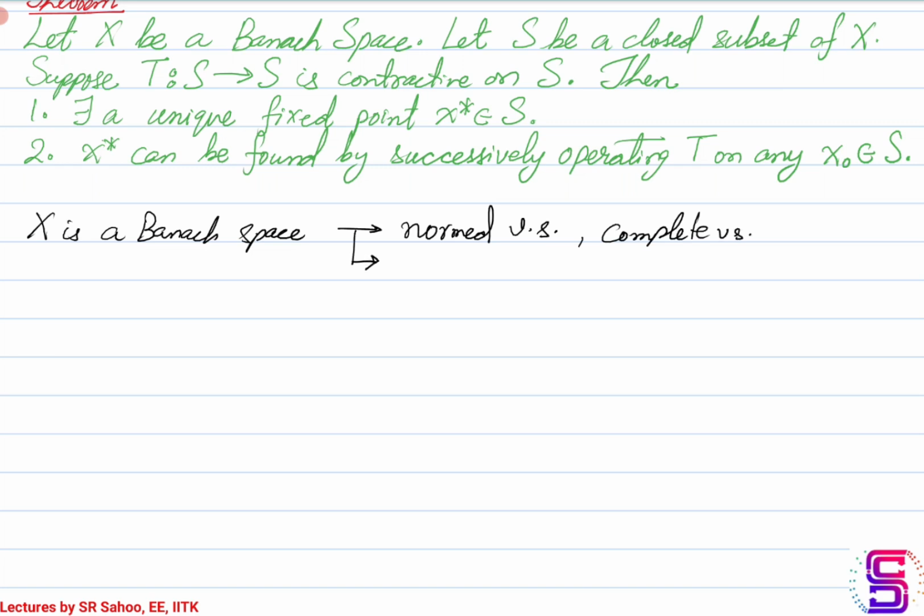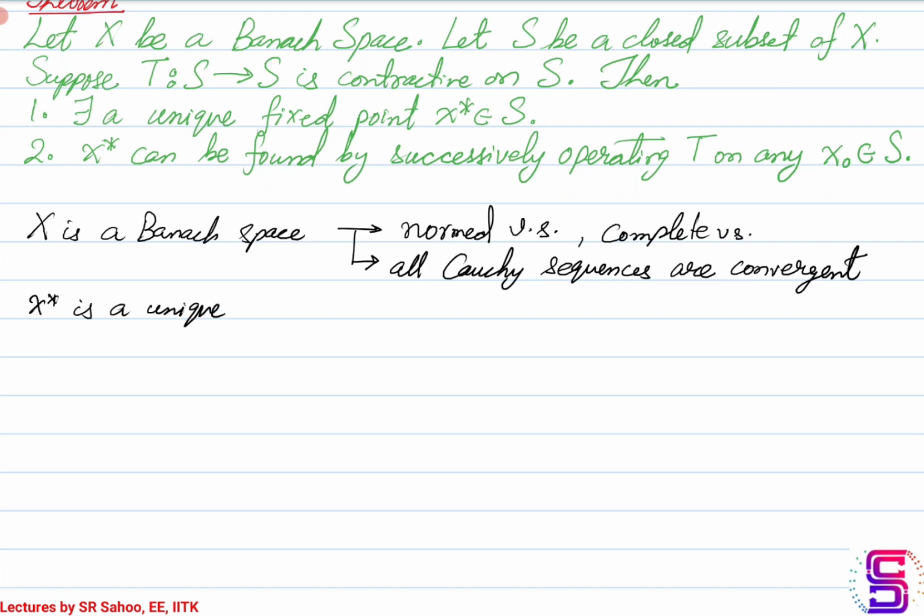Okay, so there is a valid norm that holds on this vector space. All Cauchy sequences that you'll have in this vector space are convergent. Now we also have that x star is a unique fixed point in S.